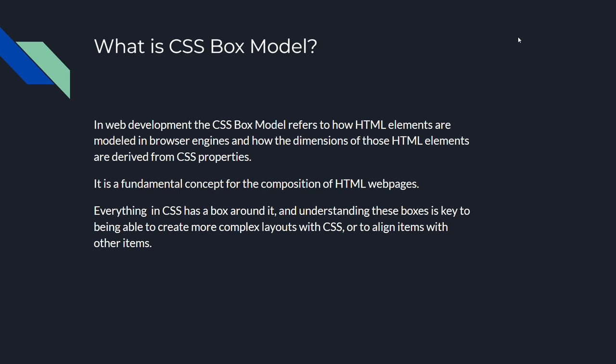Everything in CSS has a box around it, and understanding these boxes is key to being able to create more complex layouts with CSS or to align items with other items. I know these definitions are a bit difficult to understand, but I'll get to the practical examples so that we get to understand them much easier. But before that, let's look at the types of boxes.